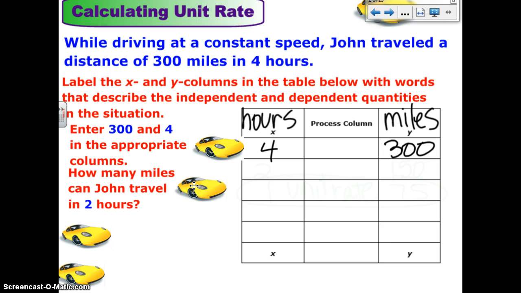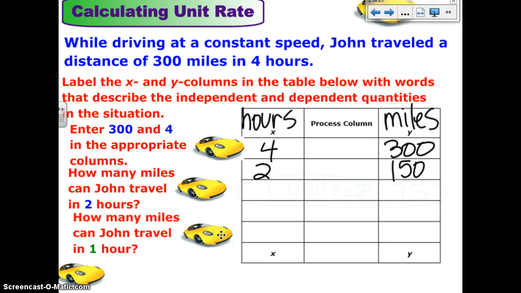How many miles can John travel in 2 hours? Since 2 is being described by hours, we're going to put it in the x column. If we take our 4 and divide it by 2, we get 2. So we take 300 and divide by 2 to get 150.